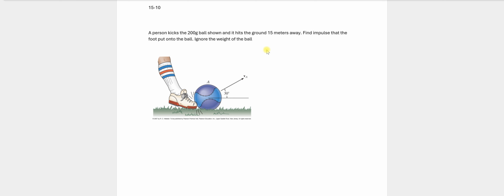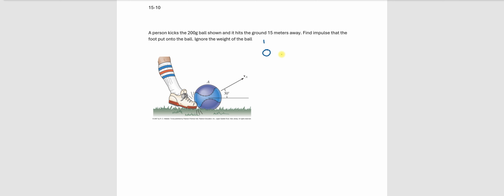So the ball, before impact from the foot, is just sitting here. I'm going to call this picture 1. There is no momentum because the ball's not moving yet. Now you'll notice that after impact we have a velocity vector here, 30 degrees with the horizontal.